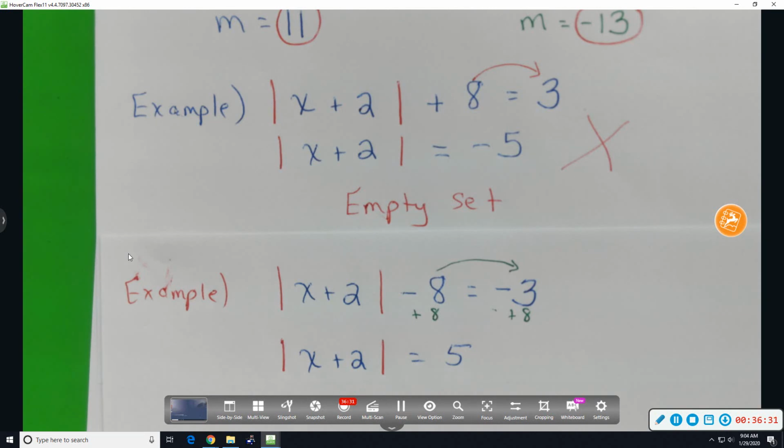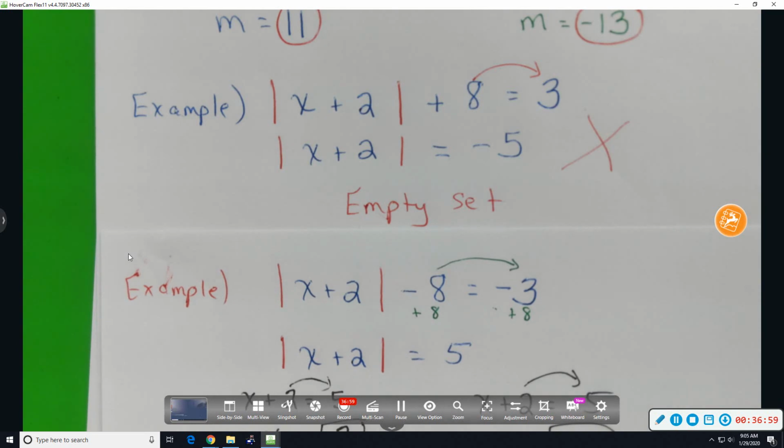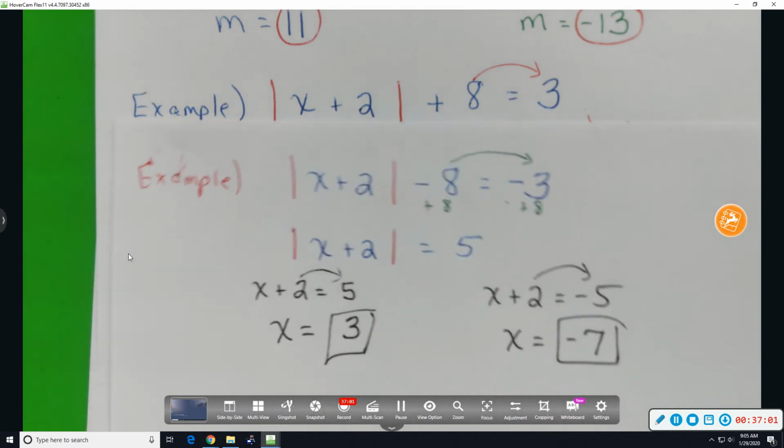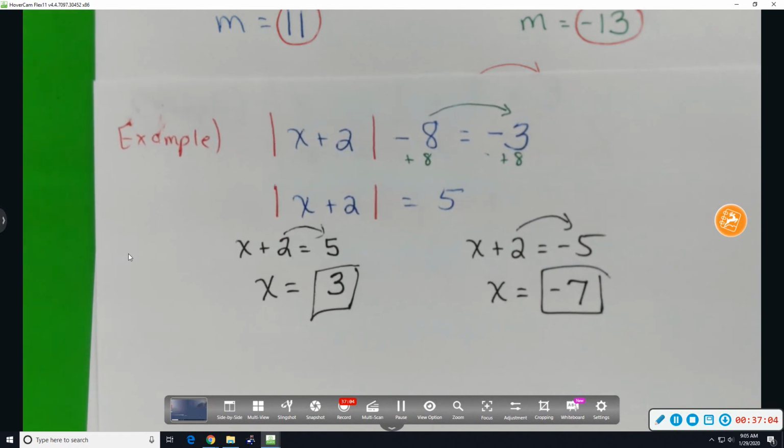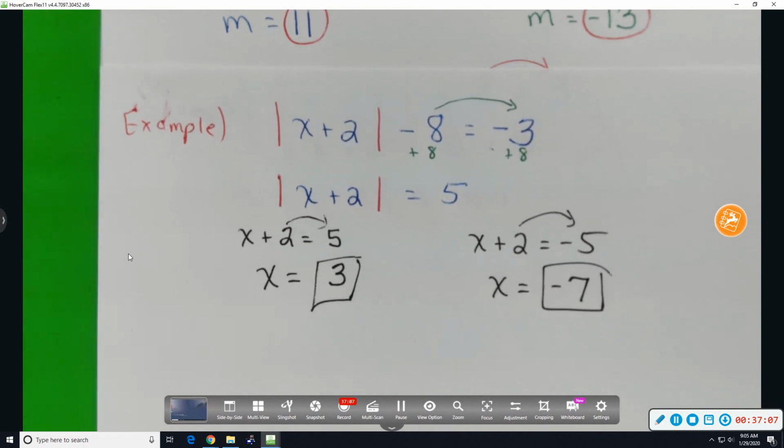You're not finished. This is one where you have to go equal positive, equal negative. So, x plus 2 equals positive 5. x plus 2 equals negative 5. So my first answer, is that a 3? And here, negative 7. I agree with that. So 3 and negative 7. Always isolate the absolute value bars first.